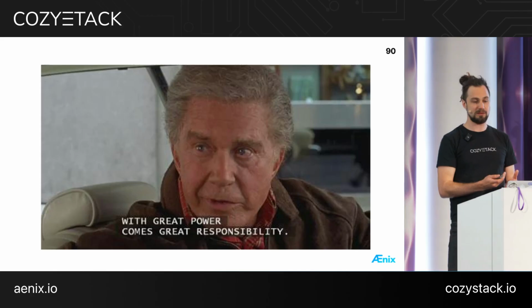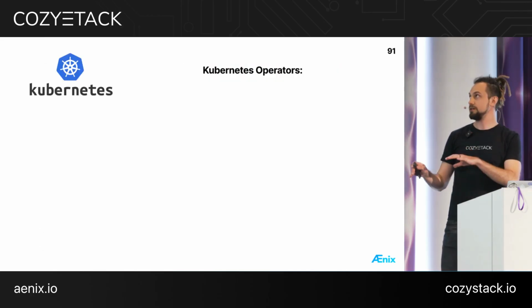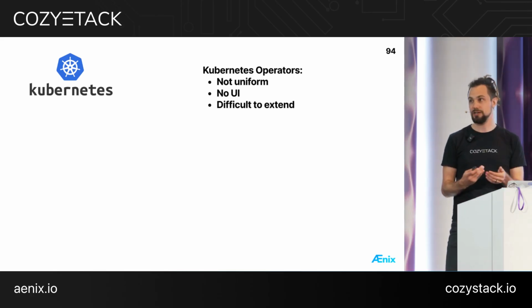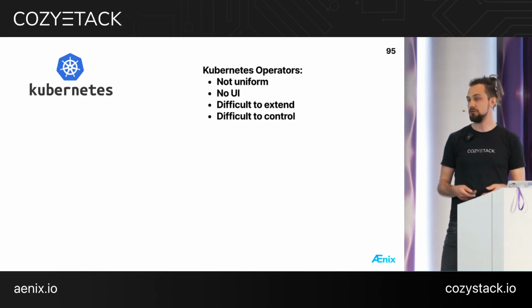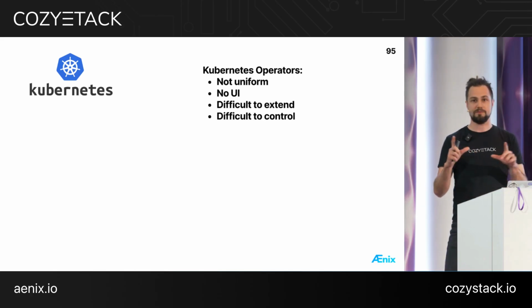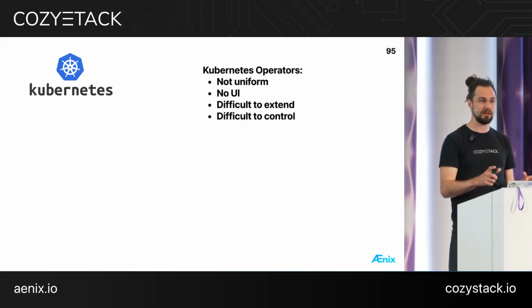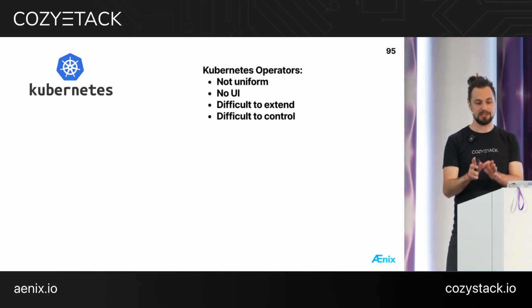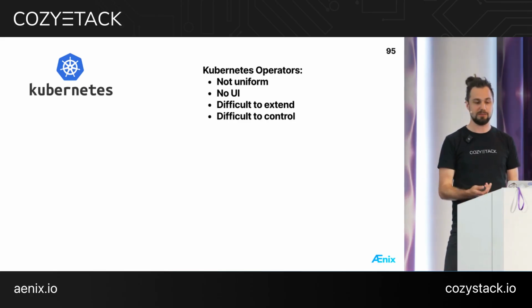How can you control those operators? Because they are not uniform, they have no UI, they're difficult to extend. If you want to change something, it's very difficult to change the operator itself. And it is difficult to control. That means if you provide your users custom resources for your operators, you have to worry about some specific fields which they can use. For example, they can replace the image for a custom resource, or use really high resources and compromise the system itself. We don't want that.